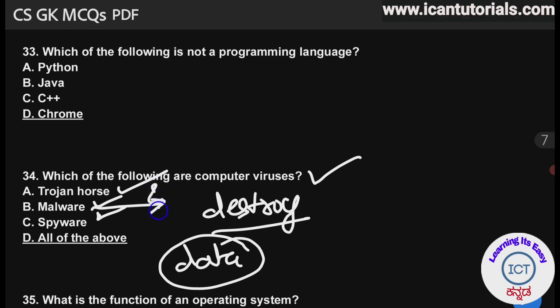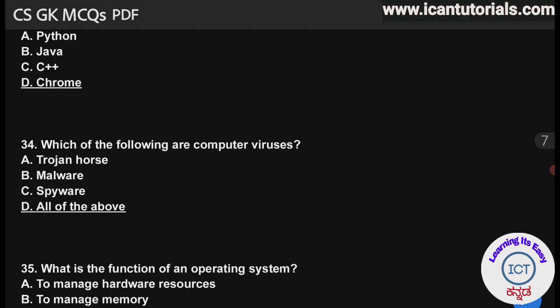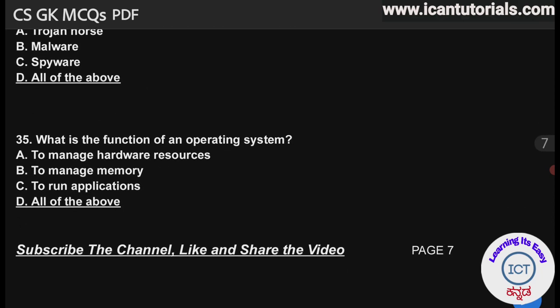So all these three are examples for viruses. So the answer is all of the above. Thirty-fifth question is, what is the function of an operating system? I already said in the earlier videos what you mean by operating system. OS, we call it OS.